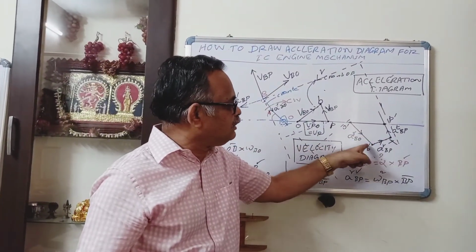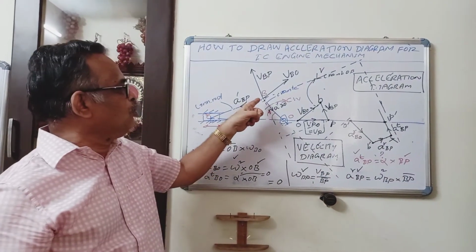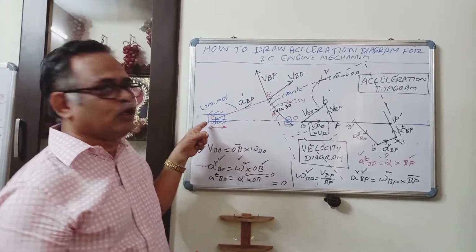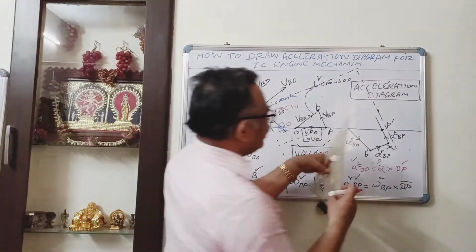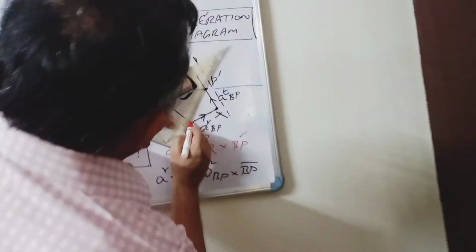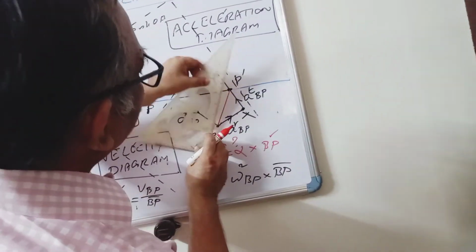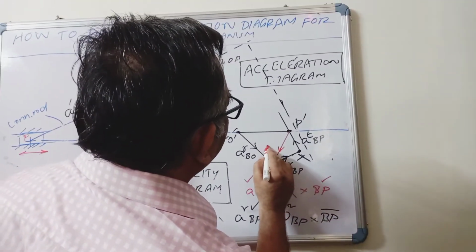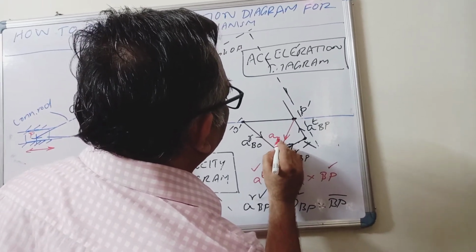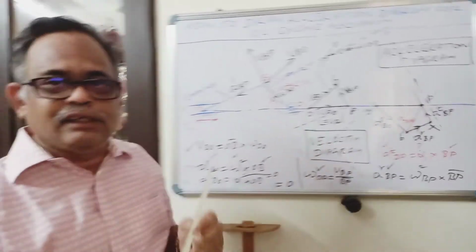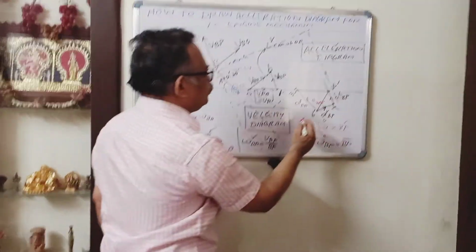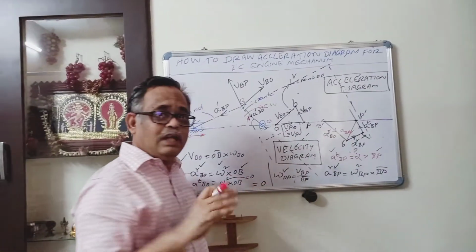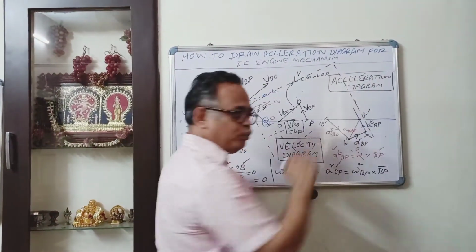Now, the radial acceleration is already known. If you want to find out the acceleration of B with respect to P, how will you find it? For that we have to join this line, like this. This line is the acceleration of B with respect to P. If you measure this and multiply by the scale, you will get the absolute acceleration of B with respect to P.